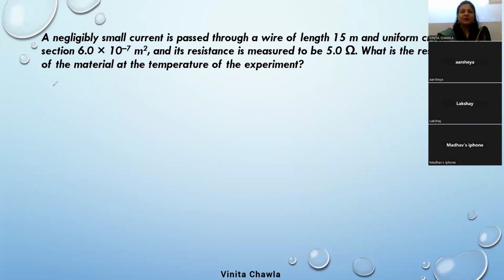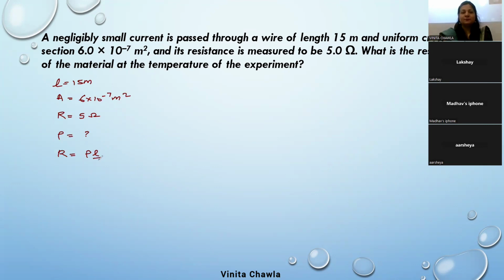Length of the wire is given, it is 15 meter. Area of cross section is given, it is 6 into 10 raised to the power minus 7 meter square. Resistance is given, it is 5 ohm. We have to find the resistivity of the material. Use the relation R is equal to rho L by A. So this implies rho is equal to R A by L. Now put the values here.